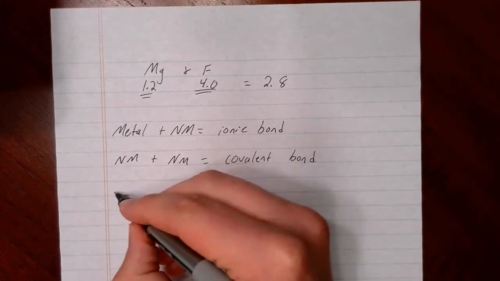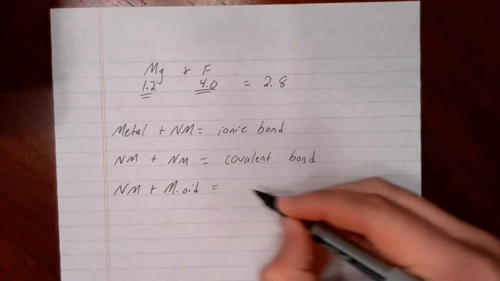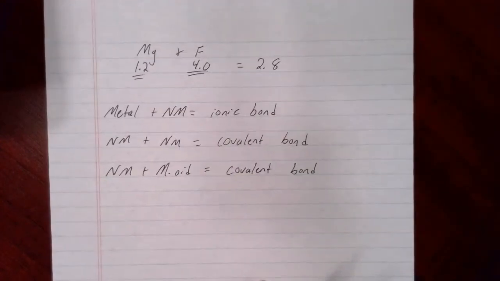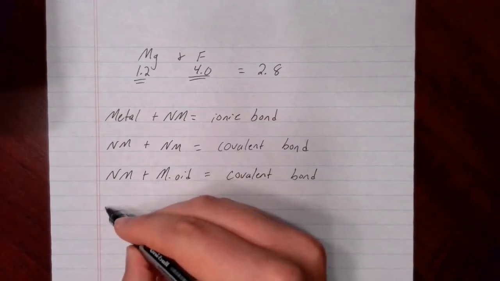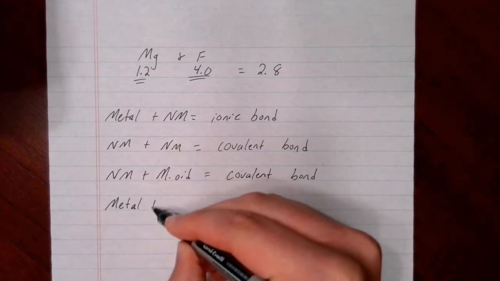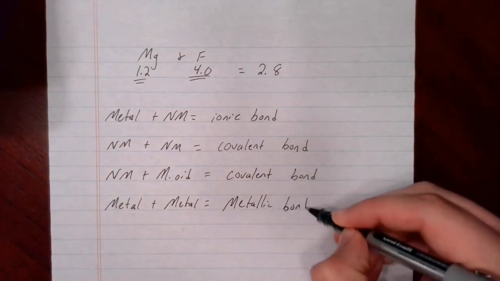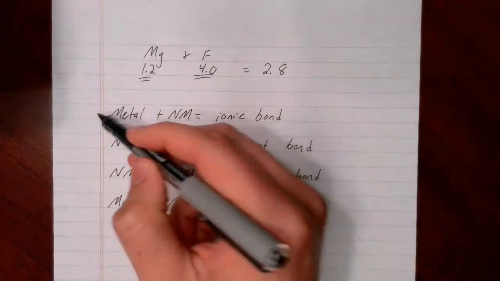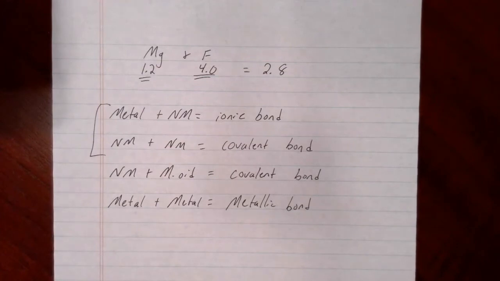So then we could say a nonmetal plus a metalloid. I'll abbreviate that. We consider that to be a covalent bond. Okay, so a bond between silicon and carbon, for example, a metalloid and a nonmetal, we would call that a covalent bond. And then the last type, probably the easiest to remember that we'll discuss, would be a bond between a metal and a metal. You'd probably guess that's a metallic bond. Okay. So again, be aware that metallic bonds exist, but we're going to spend the majority of our time dealing with these two combinations right here, a metal and a nonmetal, and a nonmetal and a nonmetal.